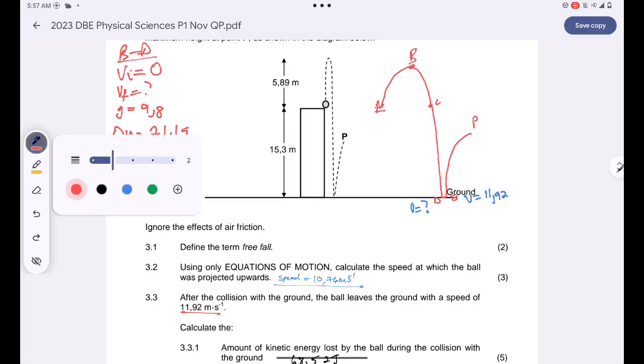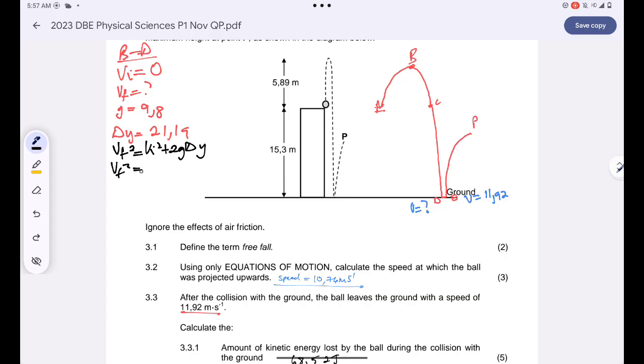need to do is to use the second equation and say Vf squared is equal to Vi squared plus 2G delta Y. Now I'm looking for Vf squared. I know Vi squared is 0. I have 2, G is positive 9.8, delta Y is positive 21.19. Therefore, for me to find Vf, I just need to put everything under a square root.